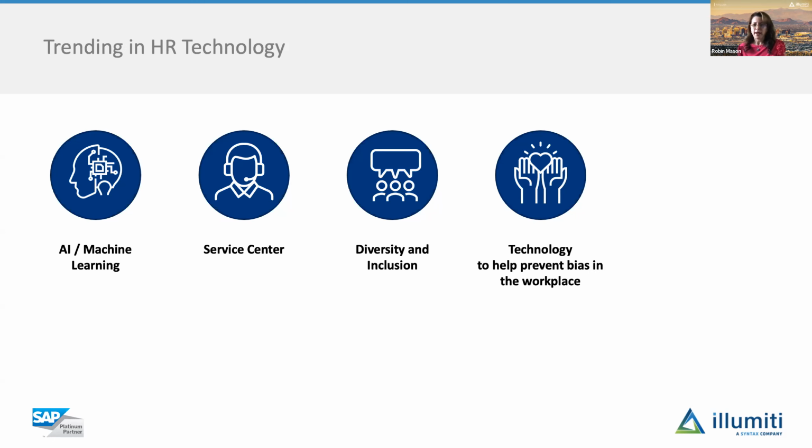Technology to prevent bias in the workplace uses machine learning to flag language and job descriptions that reflect gender biases in the recruiting process to help reduce discrimination and attract a broader talent pool. Calibration tools ensure fairness when evaluating performance and compensation, as well as growth potential and promotion eligibility.